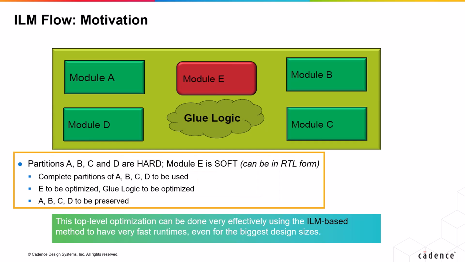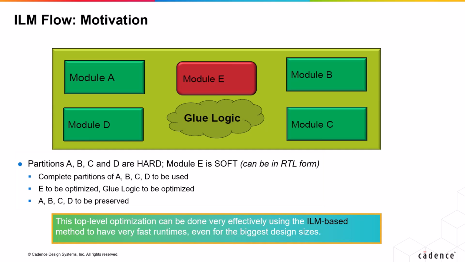Let's take this simple example. You have partitions A, B, C, D, which are hard, module E soft, that is, it can be in RTL form. And then you have the glue logic. You can use the complete partitions of A, B, C, D. In that case, E can be optimized, and glue logic can also be optimized. With that, A, B, C, D modules can be preserved. So, with such a scenario, you can use the ILM-based method to do the top-level optimization very effectively. And by that, you also have a faster runtime even on large design sizes.